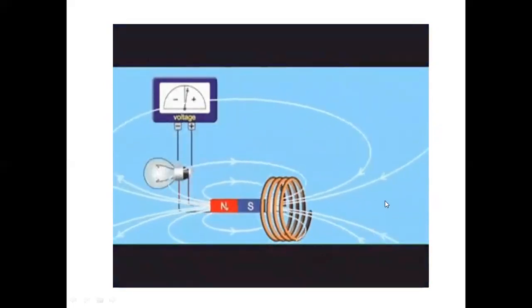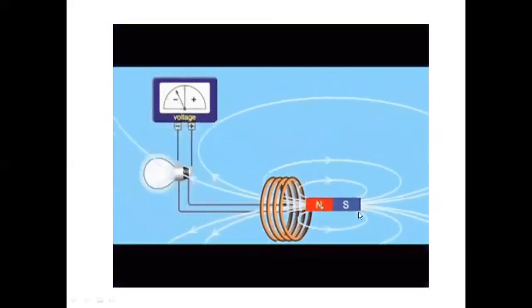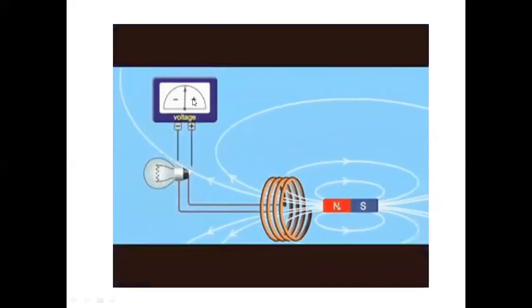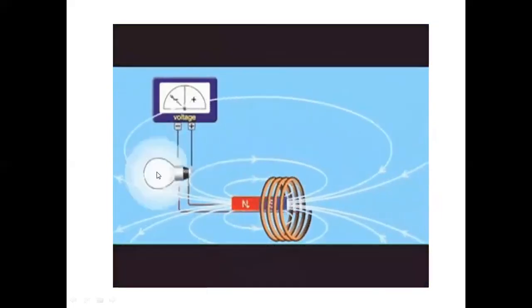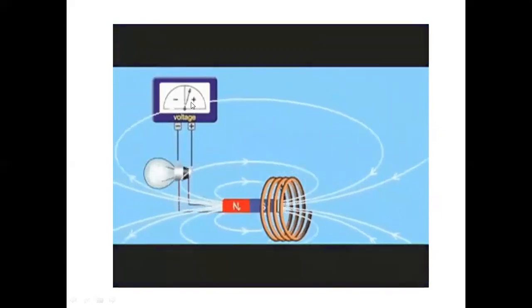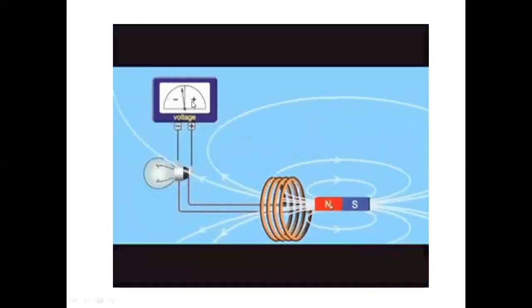The magnet is near the conductor, simple. The bulb is on, and the voltage fluctuates.